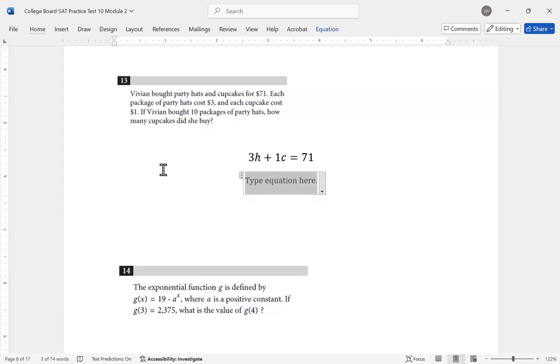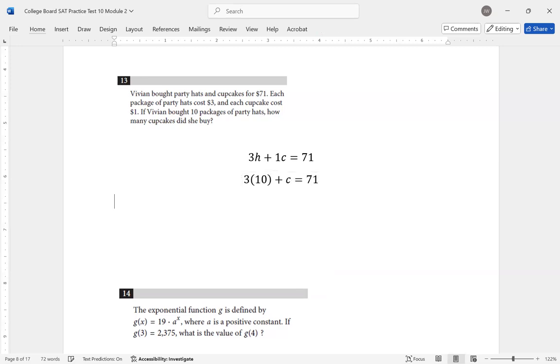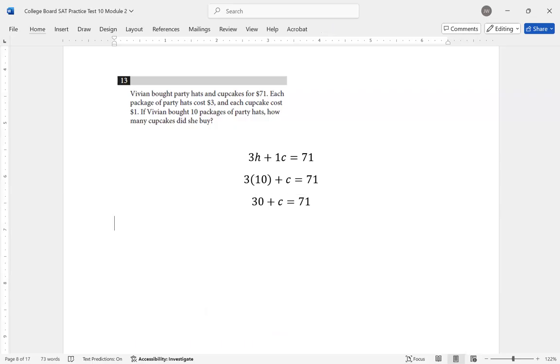Now it says that she bought 10 packages of hats. So 3 times 10 packages of hats plus $1 per cupcake equals 71. I can just solve this. That would be 30 plus c equals 71. Subtracting 30 from both sides would give me that the number of cupcakes Vivian bought is 41. So 41 is the correct answer to question 13.